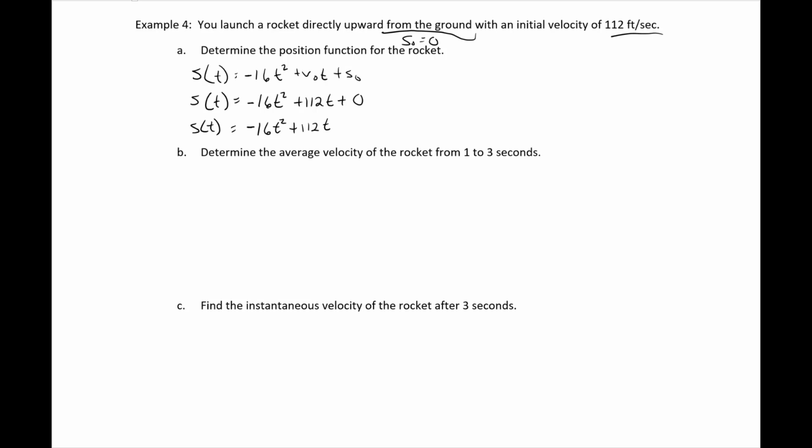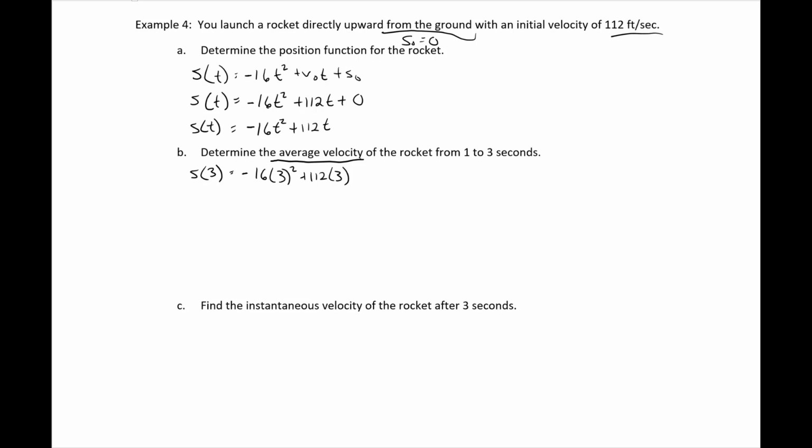Now that we know the position function, let's determine the average velocity of the rocket from 1 to 3 seconds. To find average velocity, remember, you're talking about 2 points in time. So we need to figure out the position at 3 seconds. s of 3 is negative 16 times 3 squared plus 112 times 3. Remember, this is just finding our y sub 2 and y sub 1, or in this case, s of 3 and s of 1.